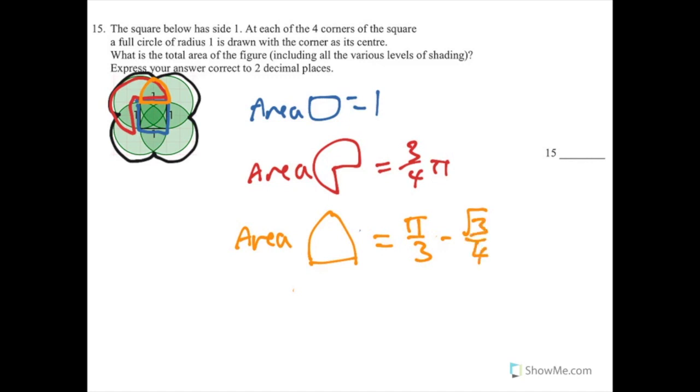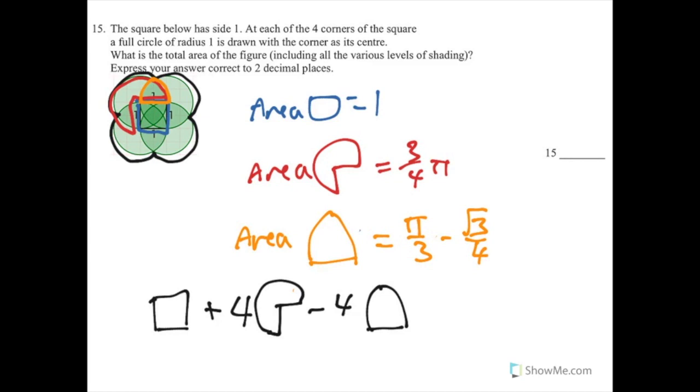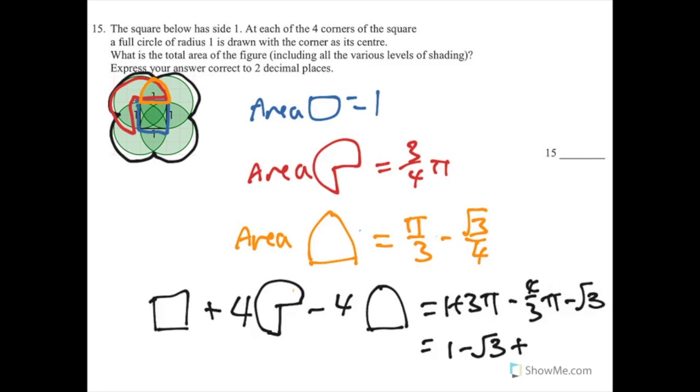All we have to do now is add up all of these various areas. So the total area of this shape is the area of the square plus 4 times the area of these 3/4 circles minus 4 times the area of these weird shapes. And this is equal to 1 plus 3 pi minus 4 over 3 pi minus √3, or 1 minus √3 plus 5 over 3 pi.